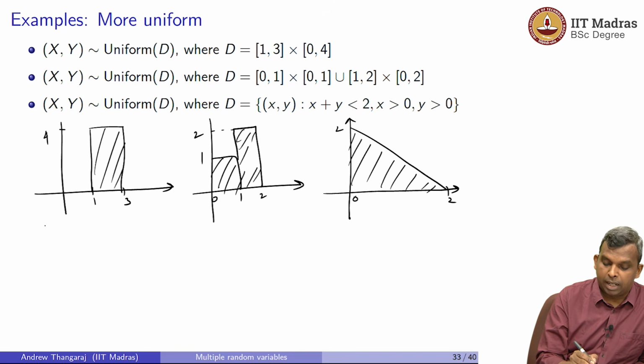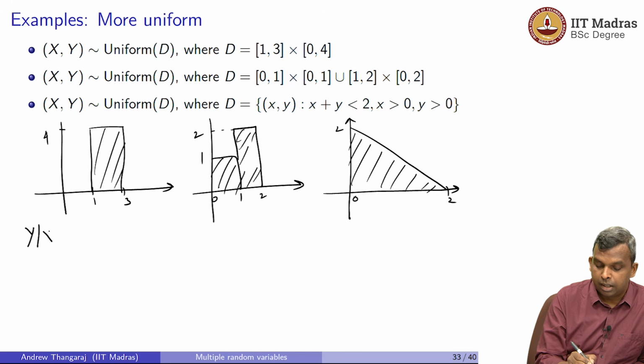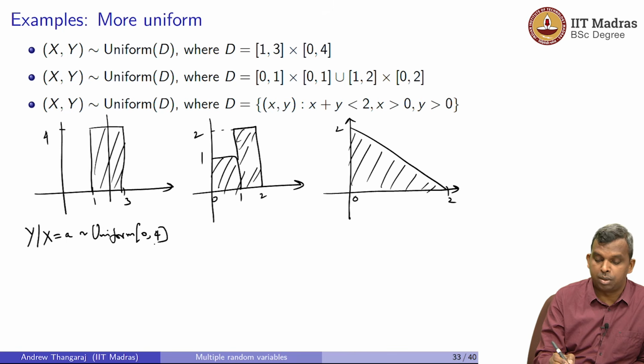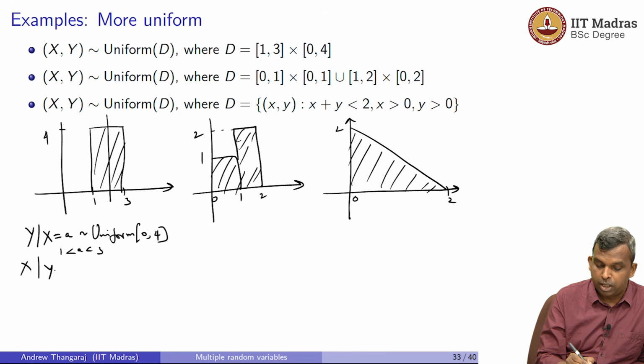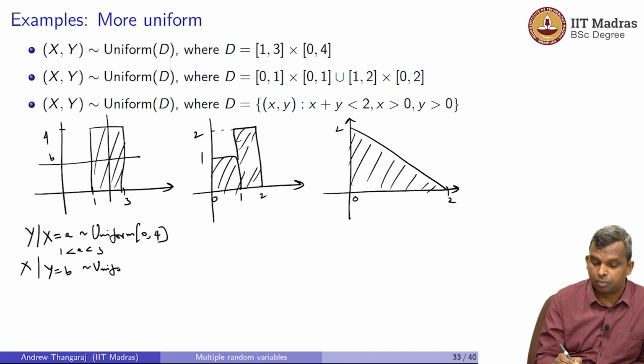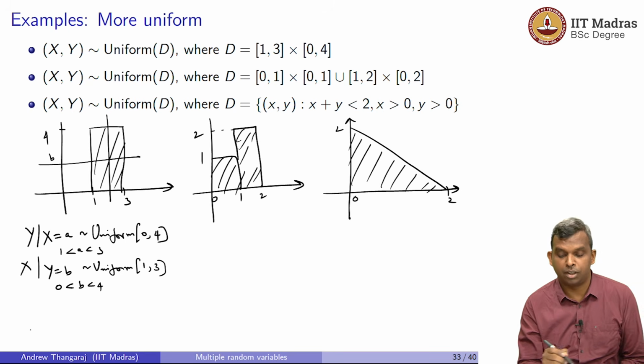Okay, so this one again, y given x equals a. You can make a slice here. It's just uniform and flat, right. The flat density is just going to correspond to a uniform 0, 4 distribution, and this is for a between 1 and 3. Now x given y equals b. If you do a slice like this, this is again going to be uniform 1 comma 3, and b is between 0 and 4. Isn't it easy enough to see.